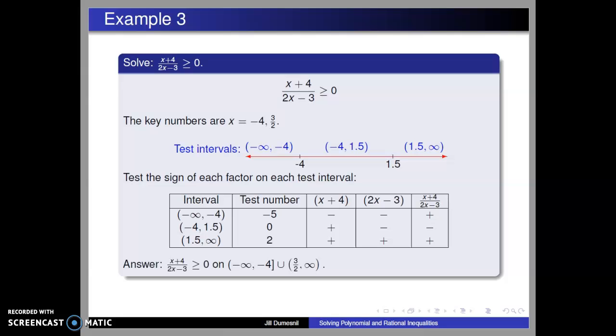Therefore, the solution is the interval from -infinity to -4, including -4, union the interval from 1.5 to infinity. Notice that we include the endpoint at x = -4 because the fraction is 0 there. We don't, however, include the endpoint at 1.5 because the fraction is undefined there, and hence 1.5 is not in the solution set.